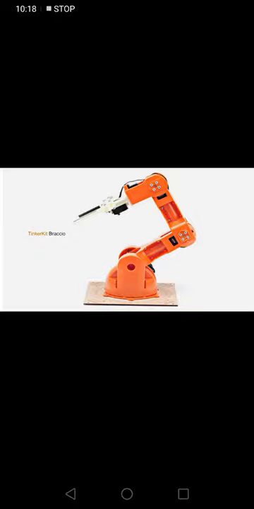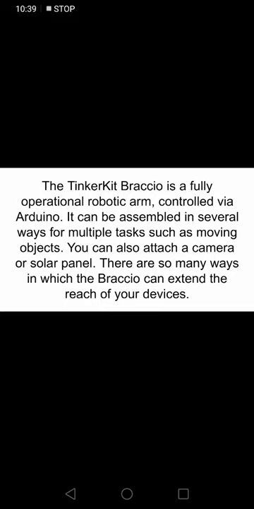Next slide. This is a Tinkerkit Braccio. This robot is built by Arduino. It has an embedded computer made of Arduino. Now the Tinkerkit Braccio is a fully operational robotic arm controlled via Arduino.